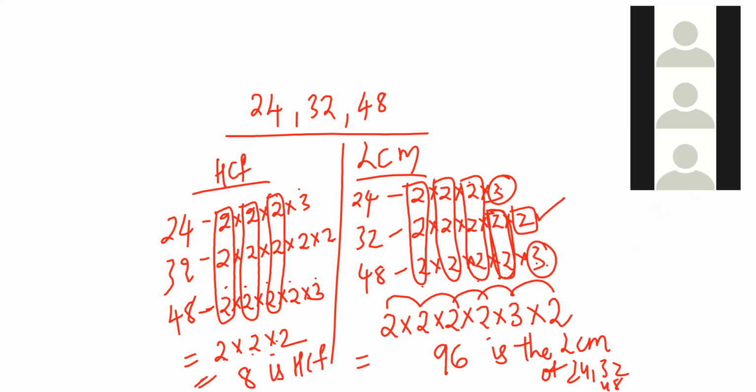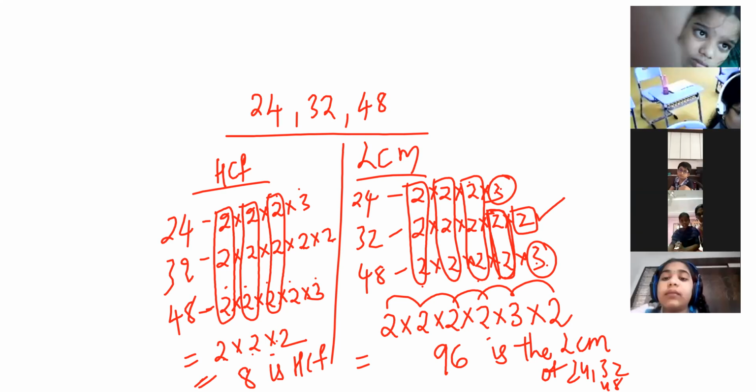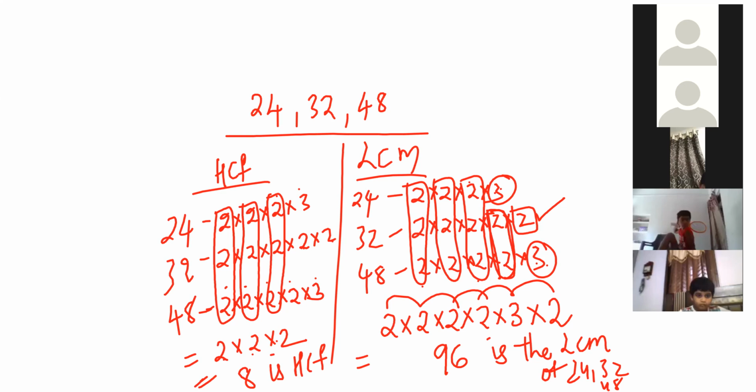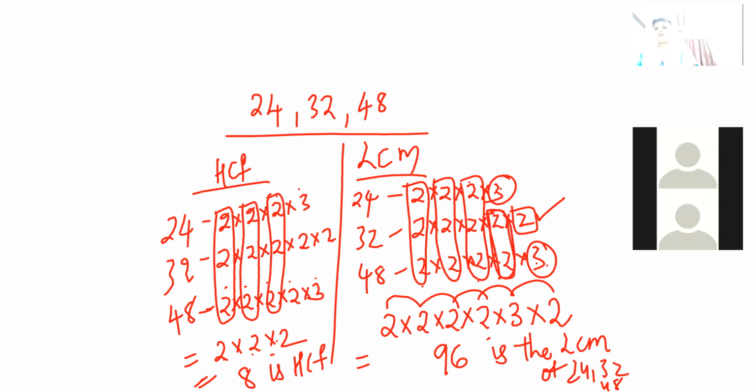Ma'am, I have one doubt. Who is that? Shashank? Tell me, Shashank. On your video and make it fast. All of you should on your videos. Shashank, your voice is not clear. You call me personally.